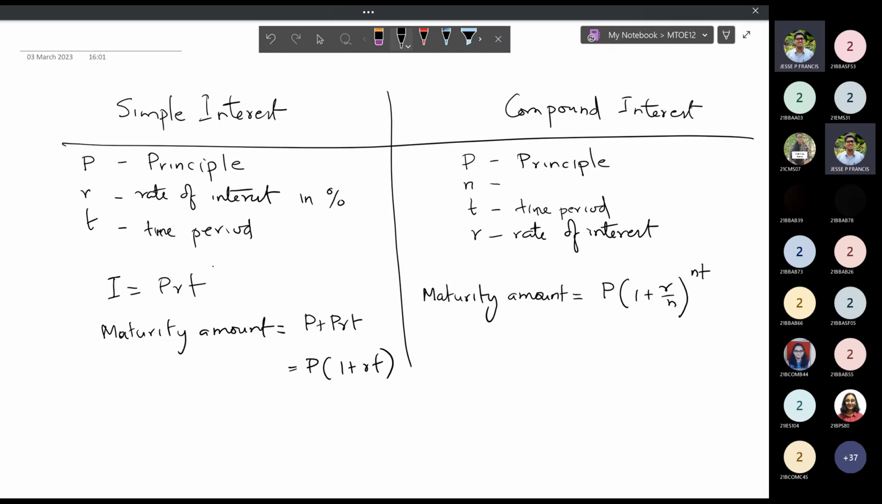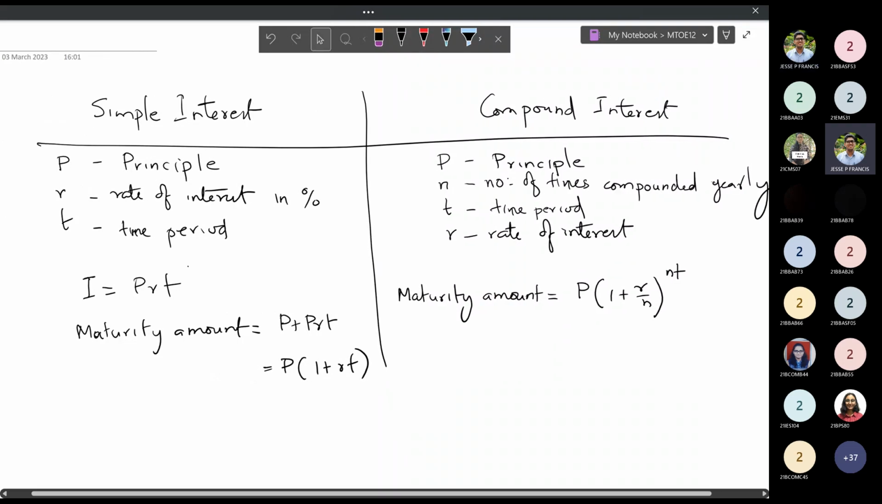In many websites or many resources, you won't see this N there. You'll only see P, T, and R. What was this N? That was something extra that we added. What was the N? Number of years, no, number of times we compound the amount yearly.